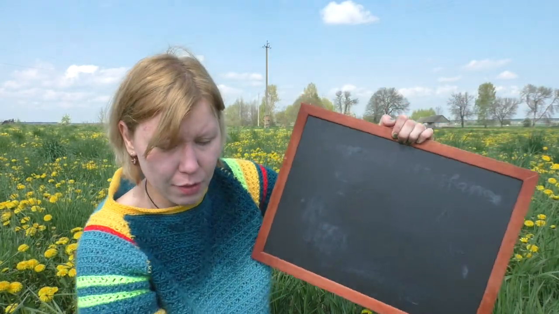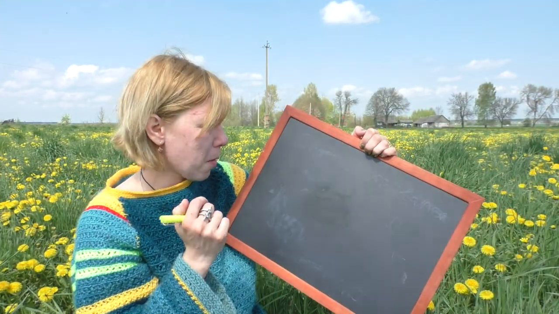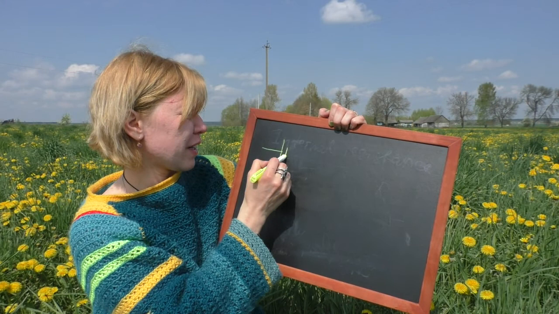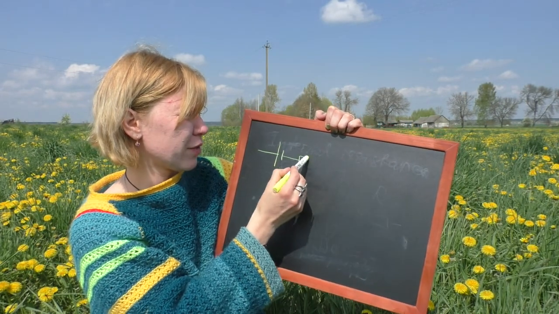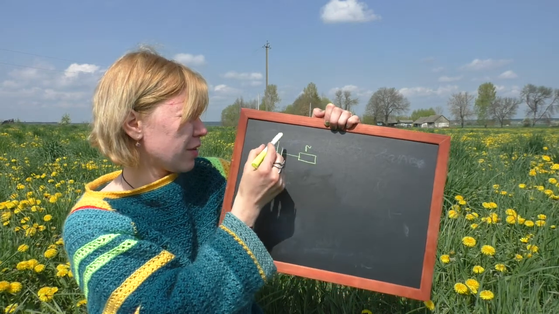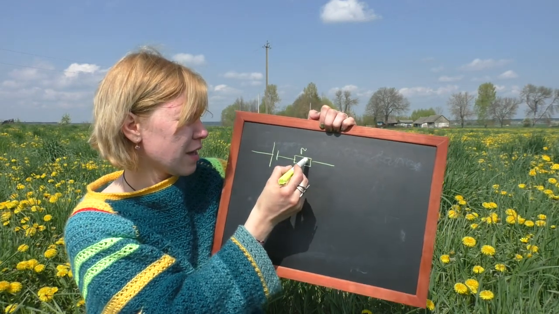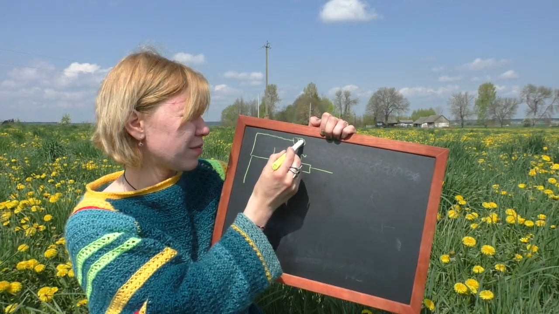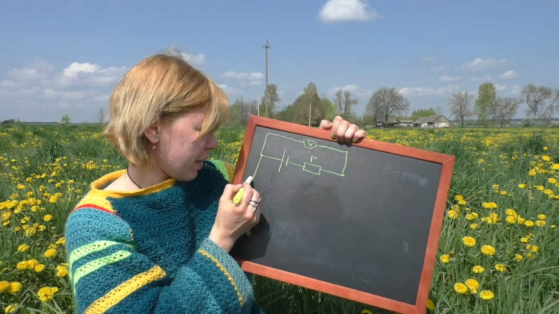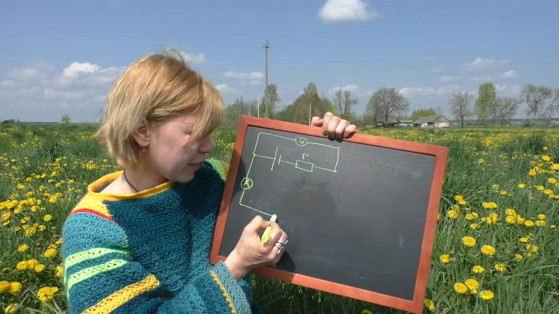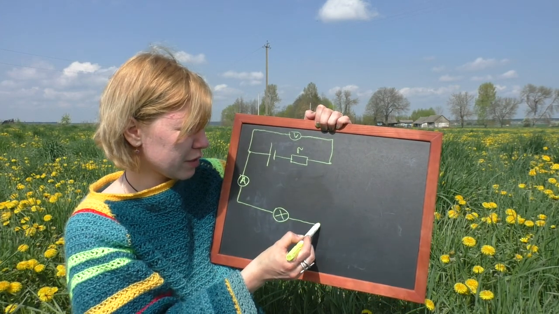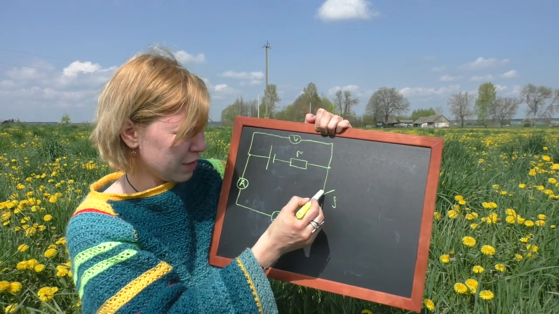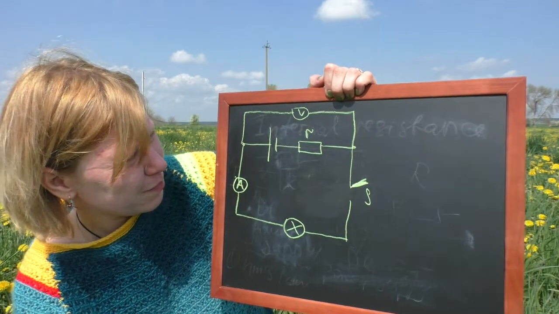For example, we can imagine a circuit which looks like this. We have a circuit with a direct current power supply, we have internal resistance r, we have a voltmeter here, we have an ammeter here, and here we have, for example, a lamp. So here is a circuit for a torch lamp, and here is a switch.